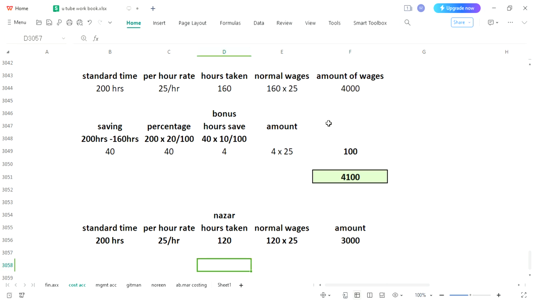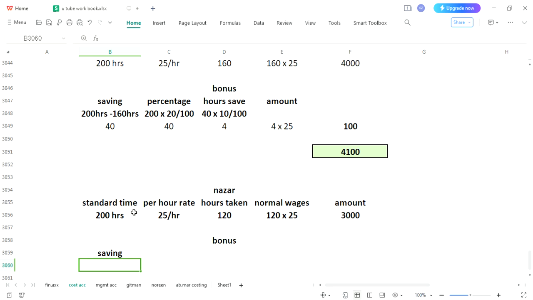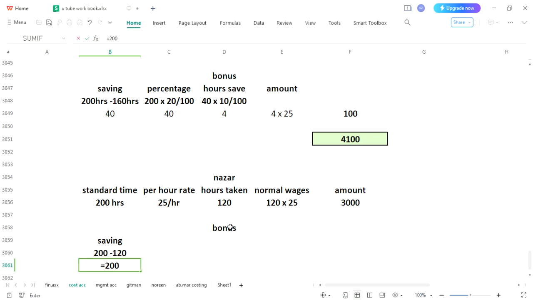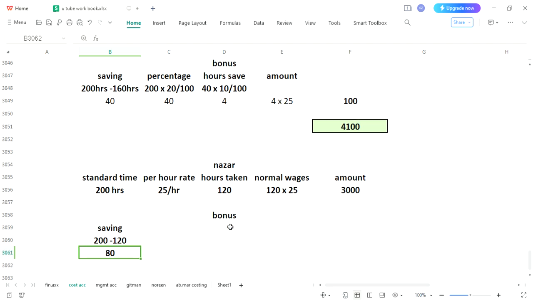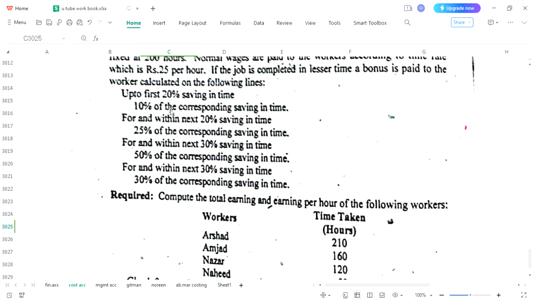Now for bonus you will take a further step. For bonus, first we will calculate saving. How many hours are saved? 200 was your standard time and he had completed this job in 120 hours. So how many hours had he saved? 200 minus 120, 80 hours. So these are the number of hours which were saved, and now we will follow two steps of percentage which is given in the question. You can see up to first 20% of saving.